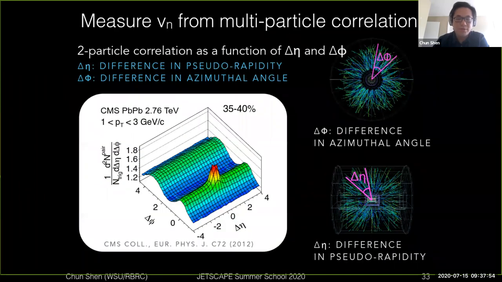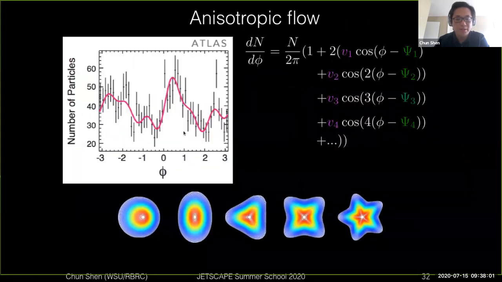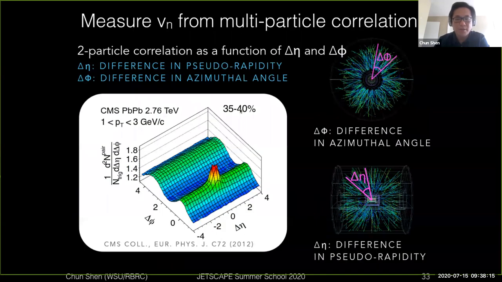In actual measurements, we do not do the measurements event by event, because individual events usually have very large error bars in every phi bin. So you cannot get a very accurate Vn decomposition from a single event. In the experiments, the Vn measurements are mostly done through multi-particle correlations, in particular two-particle correlation functions. You bin a pair of particles in terms of their difference in angle phi and also their difference in rapidities. So what you can do is go through all the particle pairs in your measurements and build up a two-dimensional histogram in terms of delta phi and delta eta for these two-particle correlation functions.